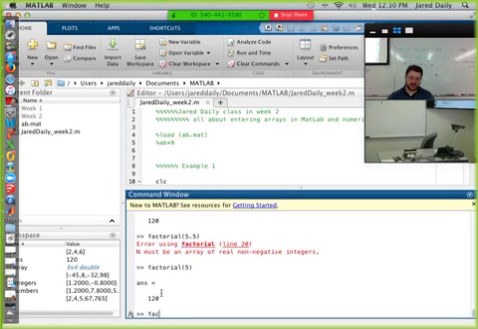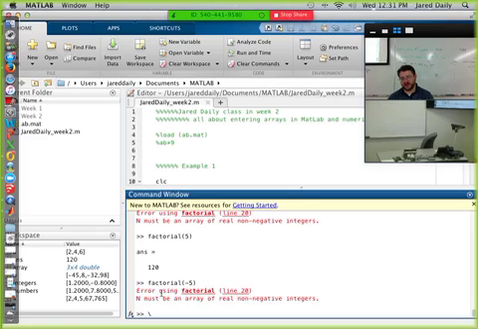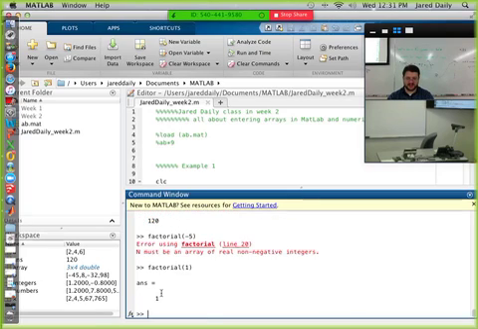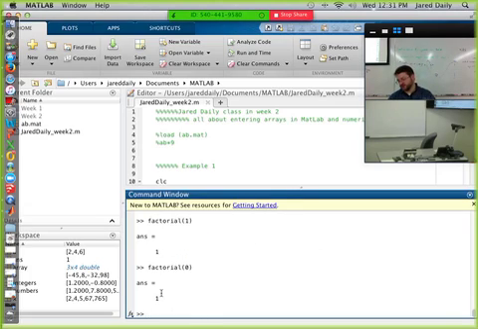If you try to do this one, let's see what happens. Again, it doesn't know how to do negative numbers. It has to be non-negative integers to do the factorial. It does know the factorial of 1, which is pretty simple. It's just 1. And it also knows the factorial of 0, which also turns out to be 1.